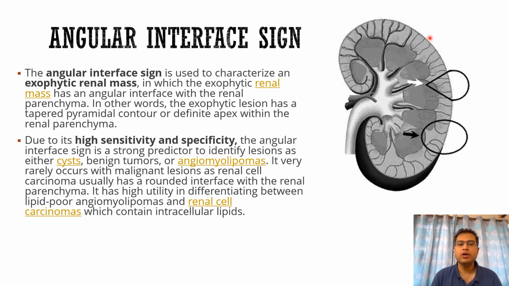In any exophytic tumor of the kidney, a very important sign to be looked for is the angular interface sign. What exactly is the angular interface sign? It is used to characterize any exophytic mass in which the exophytic renal mass has an angular interface with the renal parenchyma. This is the angular interface. It has high sensitivity and specificity. The angular interface sign is a strong predictor to identify the lesions of either cysts, benign tumors, or angiomyolipoma. If this angular interface is present, it is likely a benign tumor. And it rarely occurs in malignant lesions like renal cell carcinoma, which usually has a round contour or rounded interface with the renal parenchyma.